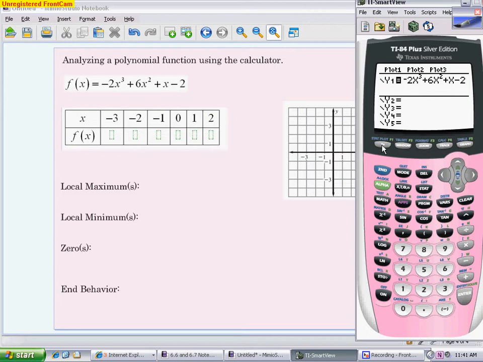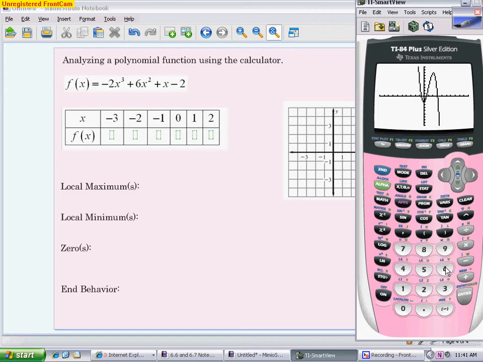Second thing you want to check is we want to start with a basic 10 by 10 window and see if we can see everything that should be happening. So hit zoom 6 and that will take you to your basic 10 by 10 window. Just in case the last problem you did, maybe you had changed your window slightly, especially with some of the word problems earlier in the chapter. So here's a picture of our graph.